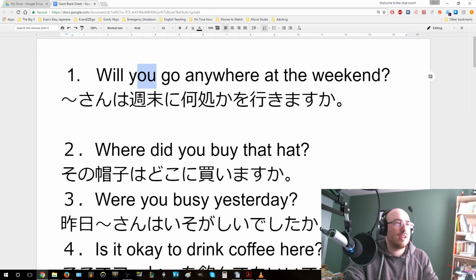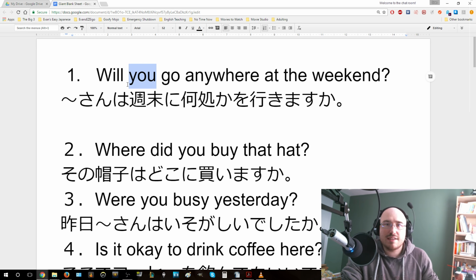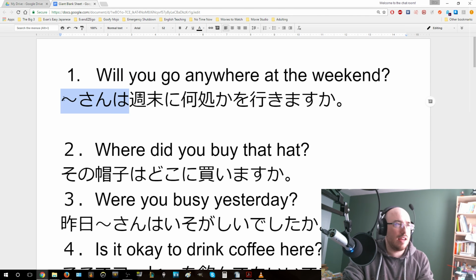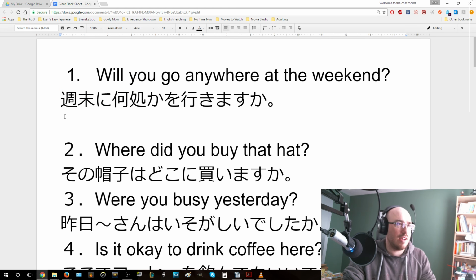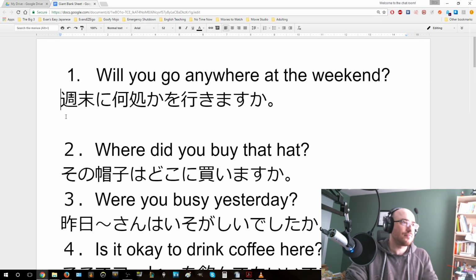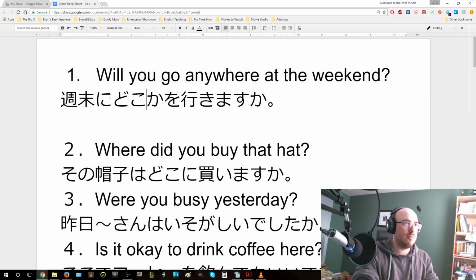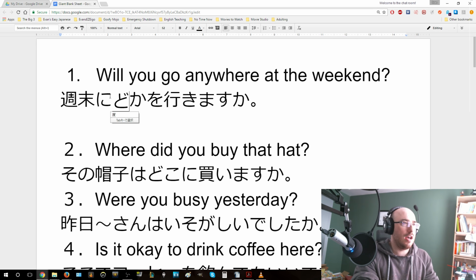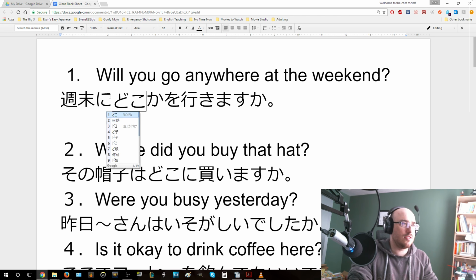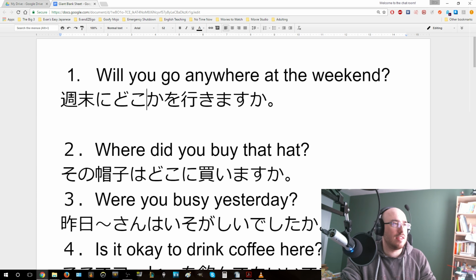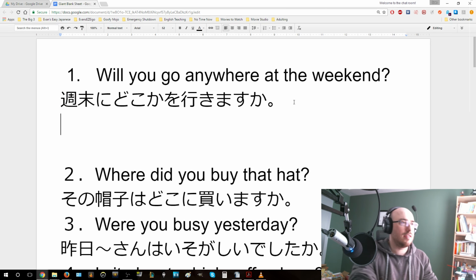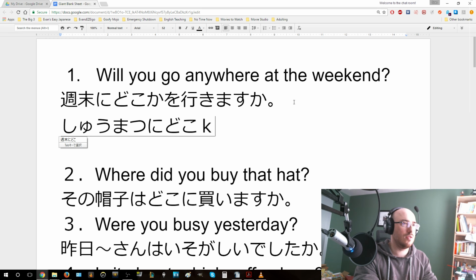Alright, so notice how we're talking to somebody. You're talking to somebody. You don't need their name or even the word anata. It just sounds weird, so get rid of that. Boom, it's gone. Shumatsu ni. This is doko. For those of you who aren't familiar with the kanji for doko, those are the kanji for doko. We don't usually use that kanji, so I'm going to switch to that. This is shumatsu. I'll type out what he has written. Shumatsu ni doko ka o ikimasu ka?